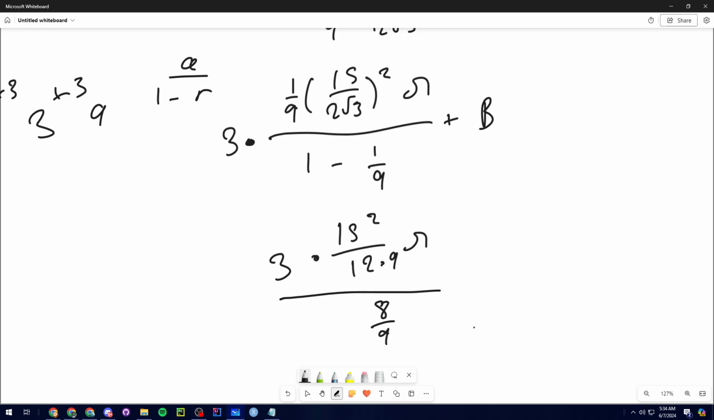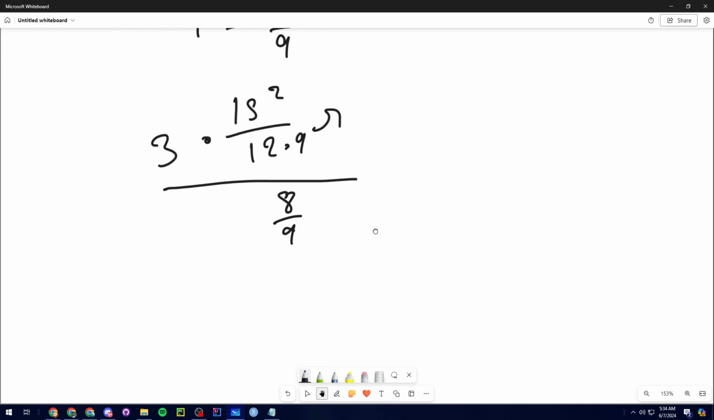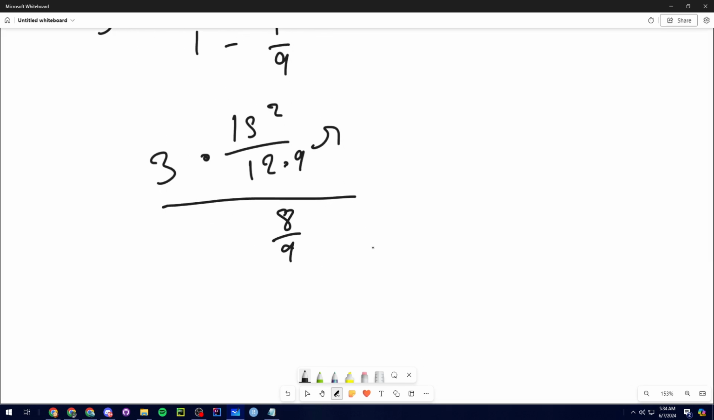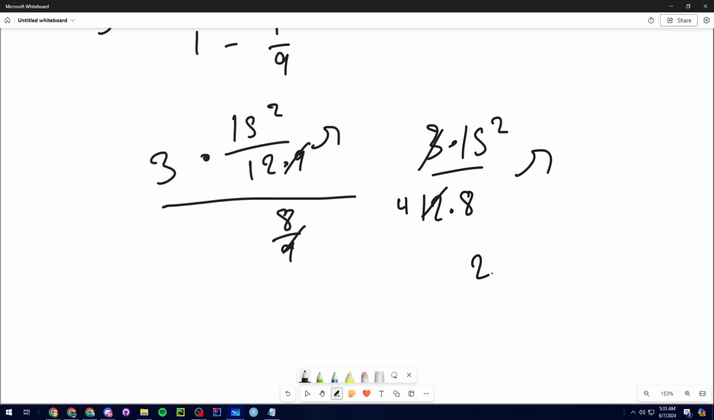I know we just did a lot of math, but just bear with me for these next couple of steps. Something you'll notice, these 9s will cancel, which is pretty cool. And we'll have 3 times 15 squared over 12 times 8 pi. Now can we cancel a couple things? Yeah, this turns into 4, this turns into 1. And then you'll just be left with 225 pi over 32.